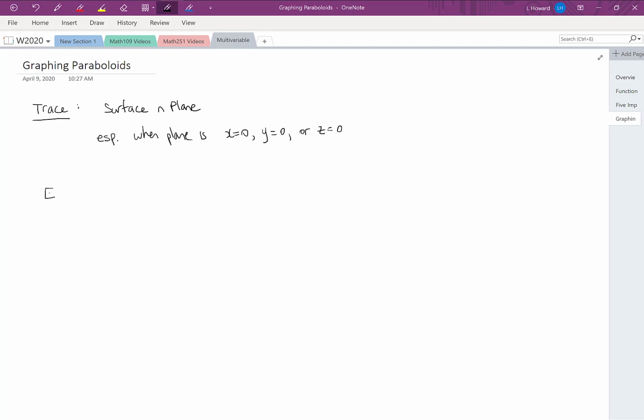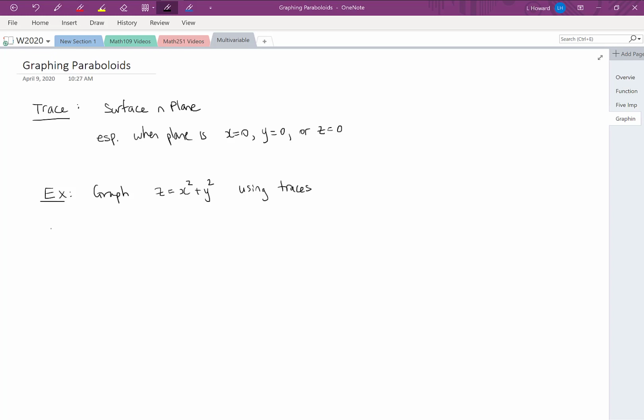So for example, let's say we wanted to graph our familiar paraboloid, z equals x squared plus y squared. And we're actually going to do 2 examples, so I'll show you 2 perspectives on how to do this, but for this first example, we're going to do this using traces. So here's what this would look like.